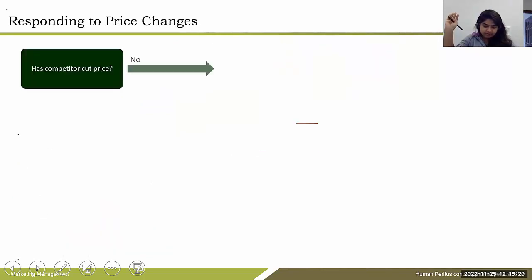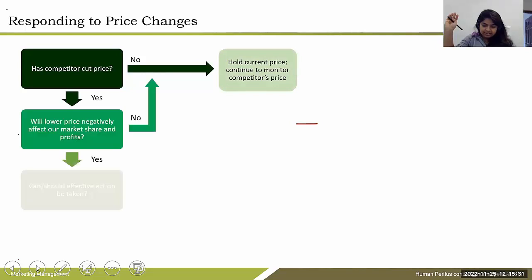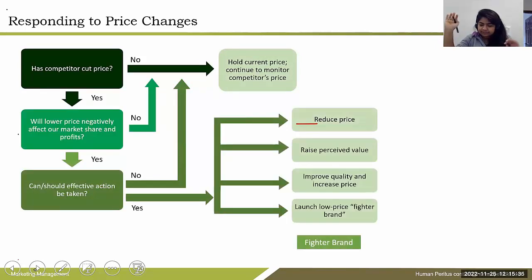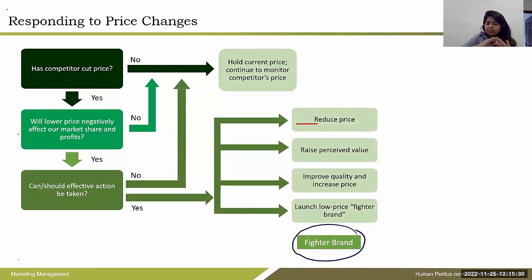Now, this is an interesting diagram. I want you to take a quick read at it, and I will explain to you what a fighter brand is. I want you to quickly have a read at it.